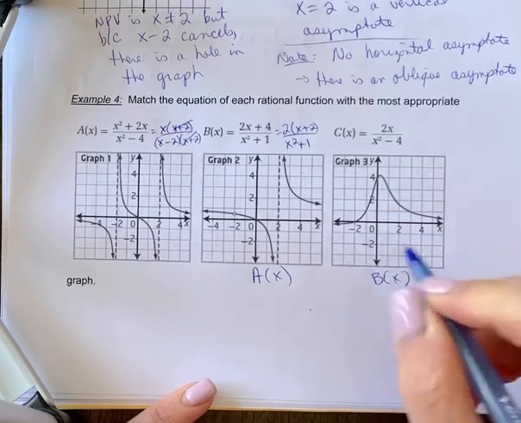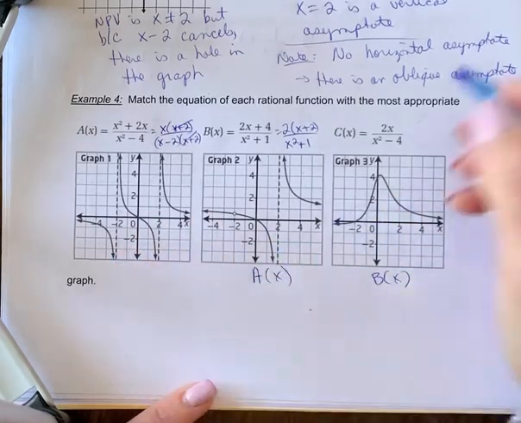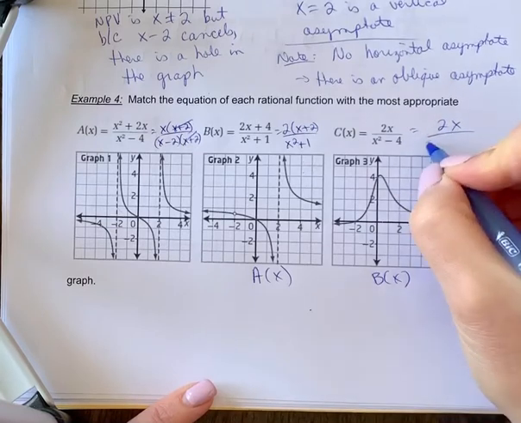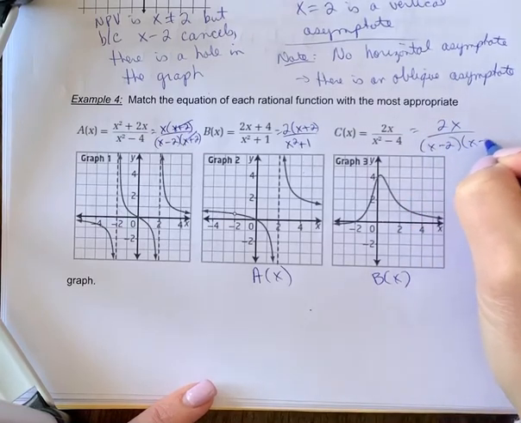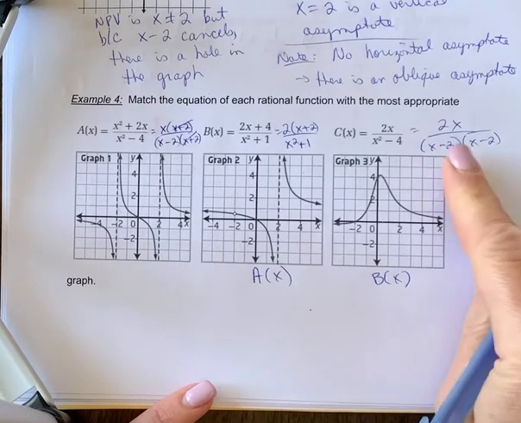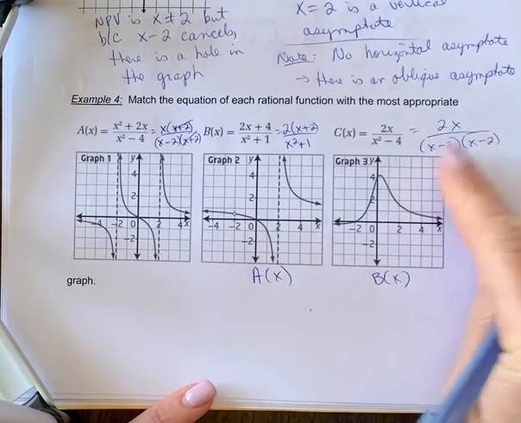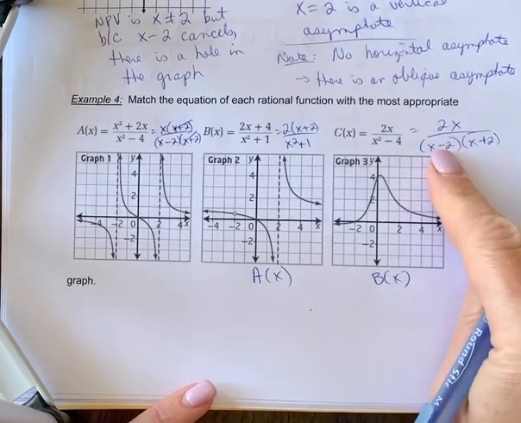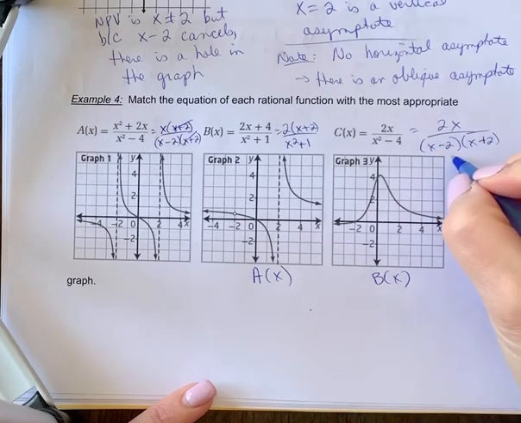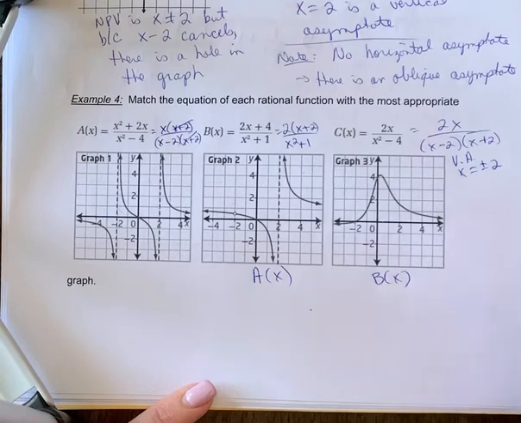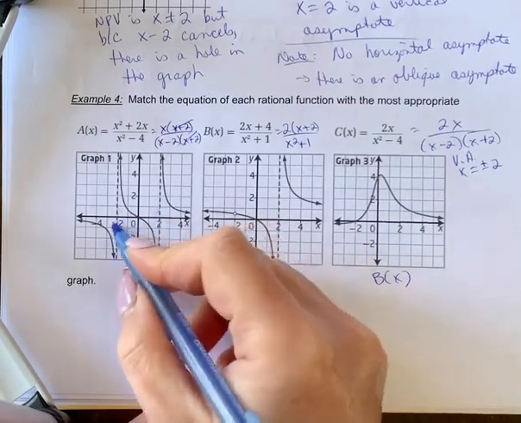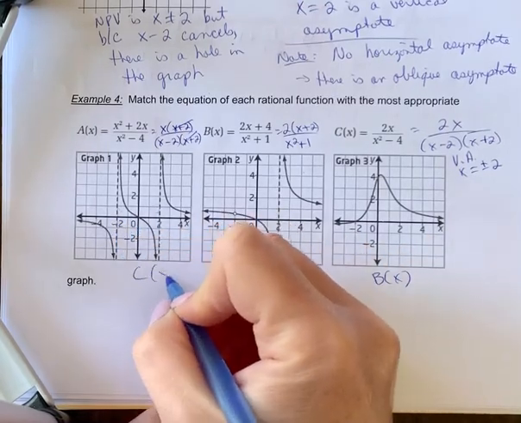So I realize this leaves me with graph 1 must be c of x, but just to show you how the non-permissible values are going to confirm that. So nothing cancels. So you would have, oops, this should be a plus, sorry. You would have non-permissible values or vertical asymptotes at x is equal to plus or minus 2. So that would mean here and here. So this would be graph c of x.